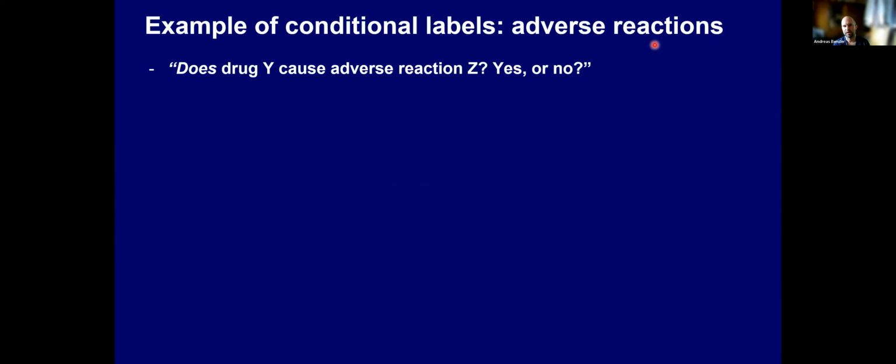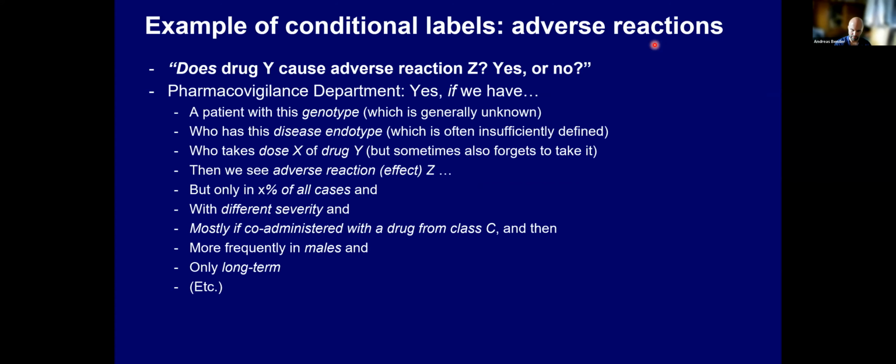That's the point here. One example, so adverse reactions. Sometimes you see in computer science journals papers on classifiers. Does a drug cause an adverse reaction? Yes or no? Binary classifier. Well, if you look at that in the real world, then you have a patient with a particular genotype who has a particular disease endotype that you cannot really label, as I said, who takes a particular dose of a certain drug, but sometimes forgets to take it. That's a big problem as well. And that dose of a drug might be taken over a week or over months. So you have repeat dosing. You don't know that in many cases.